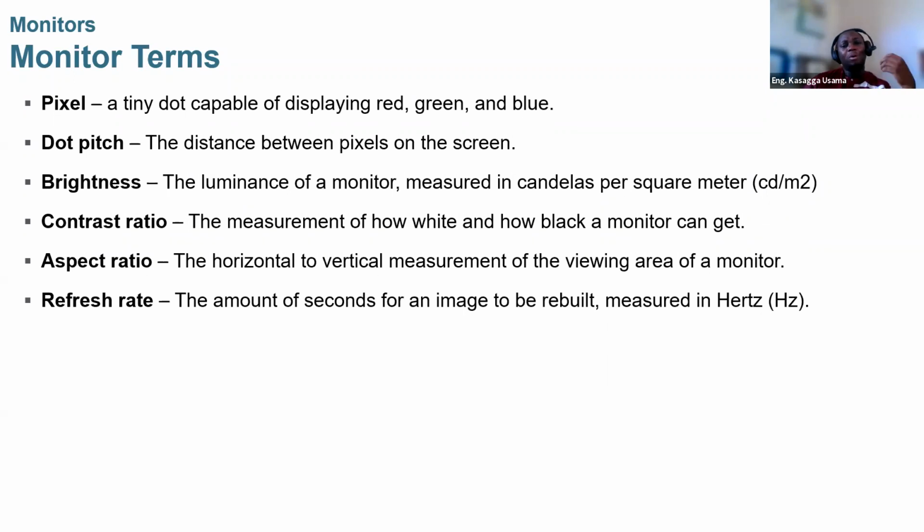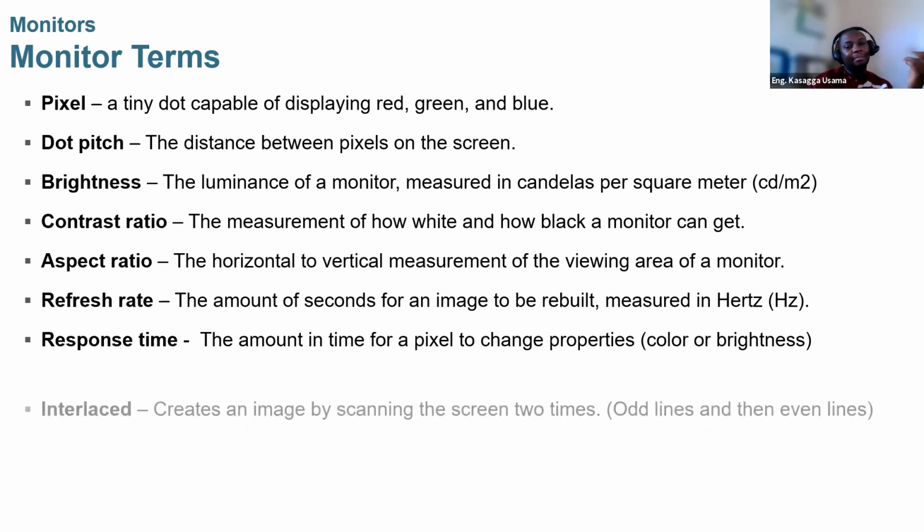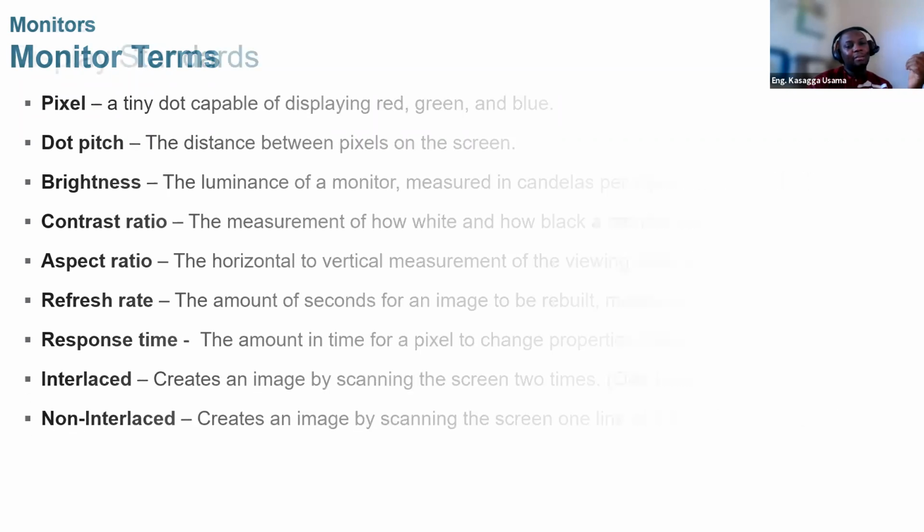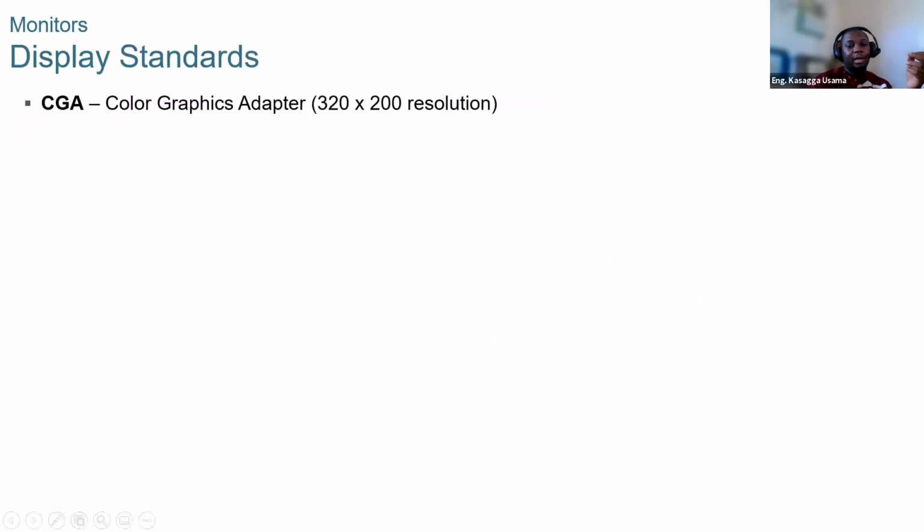All these are different terms which you find being used. Refresh rate, the amount of time, the amount of seconds for a picture to be reviewed. That's why you find that on your machine, you just tap on the picture, it opens within a second. Those are all determined by the refresh rate, the time that it refreshes to give you the result. So all that is very important to be understood from the concept that we are sharing now. Then the response time. All these are very important when you talk about basically the monitor.